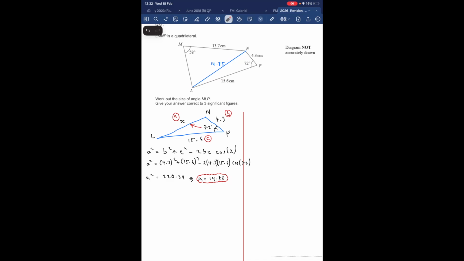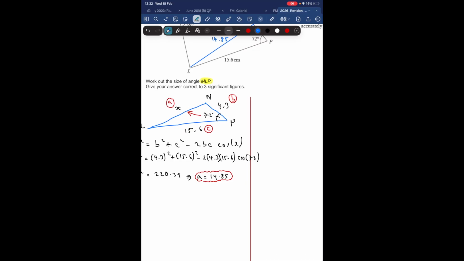On the triangle above, I've also got more information. I've now got 2 lengths and I've got this angle here. Now, if you look at the question, what we're actually asked to find is the angle MLP. So the angle MLP is made up of 2 parts. It's made up of this angle here on the top triangle, and it's made up of this angle here on the bottom triangle. So I'm going to call this A and I'm going to call this B.